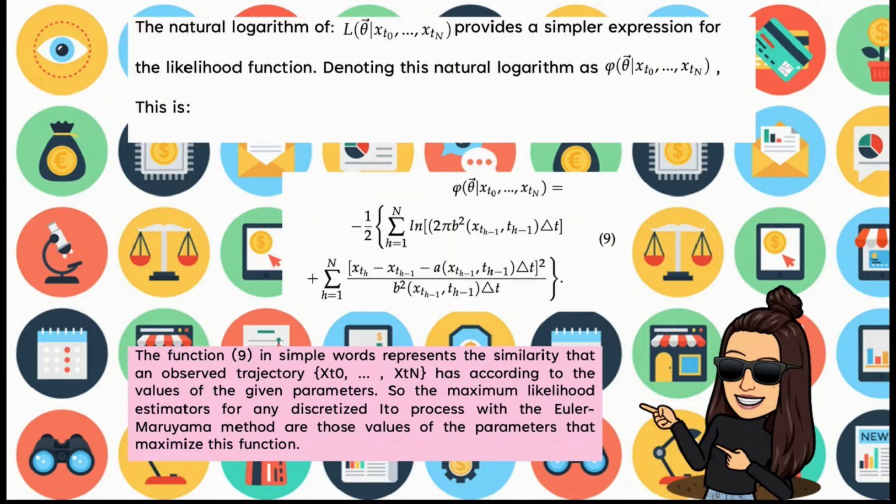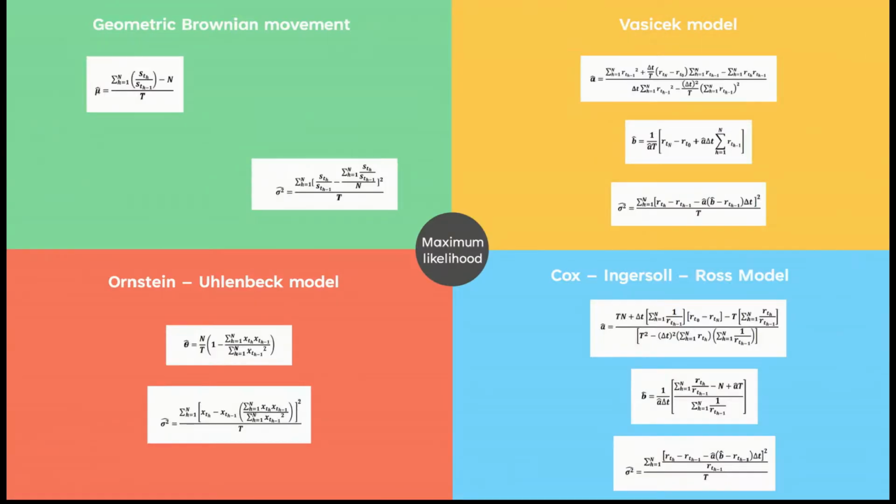Once again, doing some algebra like Antonio did or looking up the formulas, we get this. Using the maximum likelihood method, we can obtain the parameters for each model. So first, we can obtain for the geometric Brownian motion the parameters mu and sigma squared. For the Ornstein-Uhlenbeck model, we obtain the values of theta and sigma squared. For the Vasicek model, we can obtain the values of a, b, and sigma squared. And for the Cox-Ingersoll-Ross model, we can obtain the values of a, b, and sigma squared.